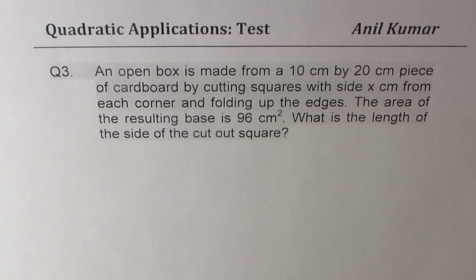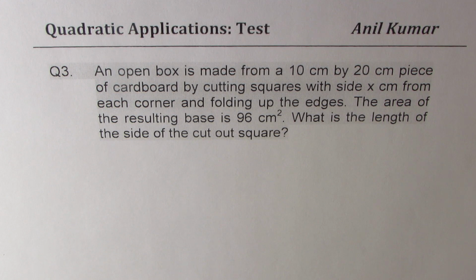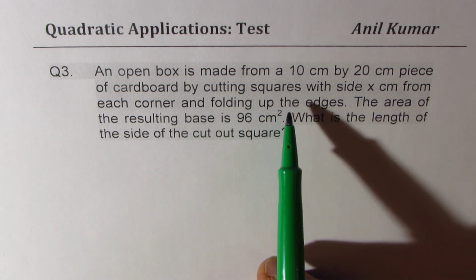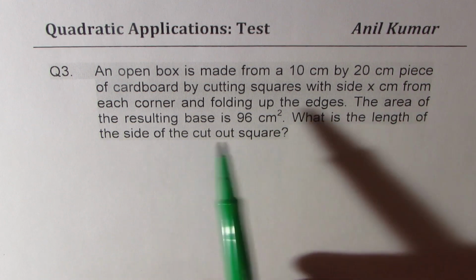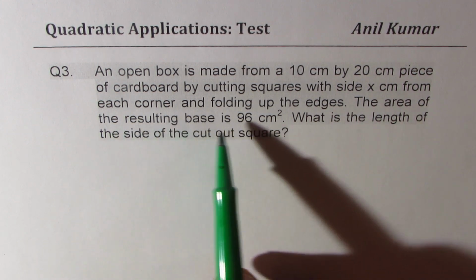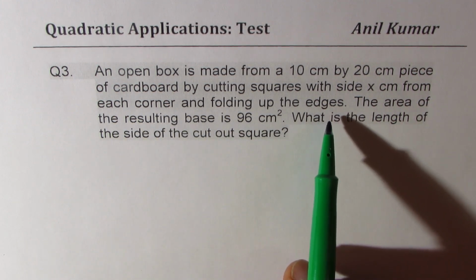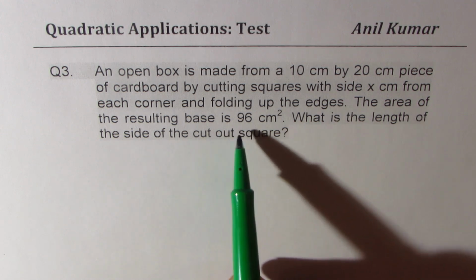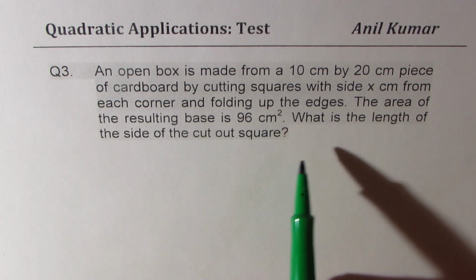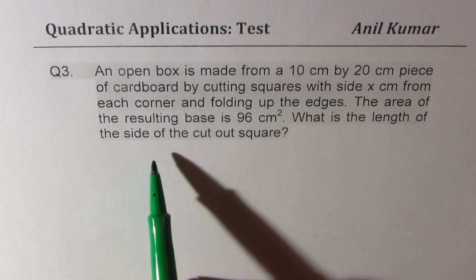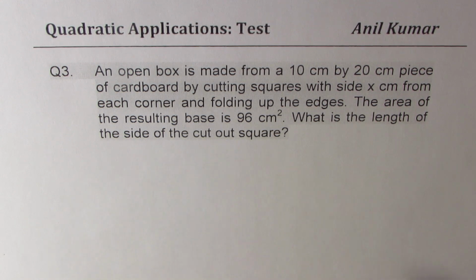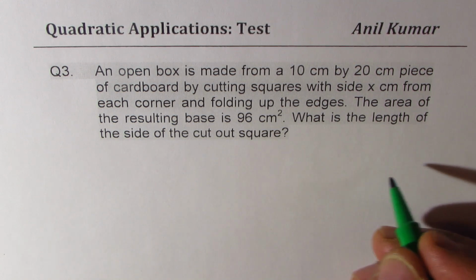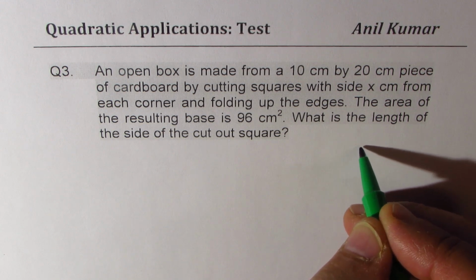Question number 3. An open box is made from a 10 centimeter by 20 centimeter piece of cardboard by cutting squares with side x centimeter from each corner and folding up the edges. The area of the resulting base is 96 centimeters square. What is the length of the side of the cutout square? So we can make a sketch to discuss.